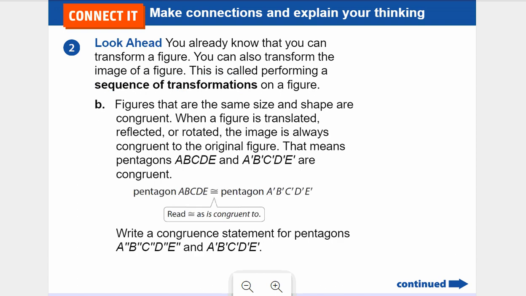All right. Part B. Figures that are the same size and shape are considered congruent. Important word there, congruent. When a figure is translated, reflected, or rotated, the image is always congruent to the original. That means that pentagons A, B, C, D, E, and A prime, B prime, C prime, D prime, E prime are congruent. And we use this little symbol right here, to make it a little bigger. It's an equal sign with a little squiggly over the top. So write a congruent statement for those pentagons below.